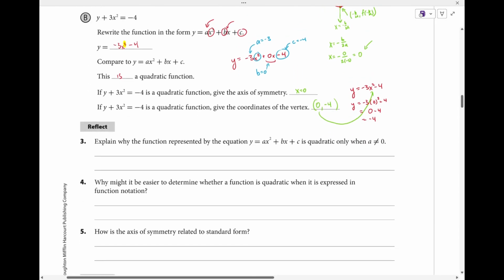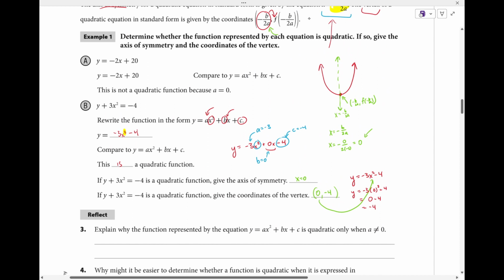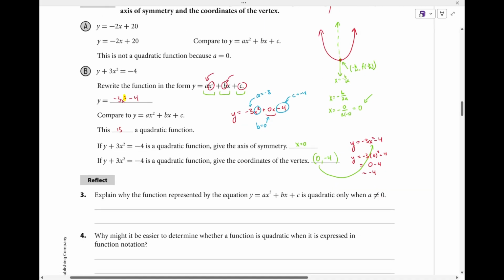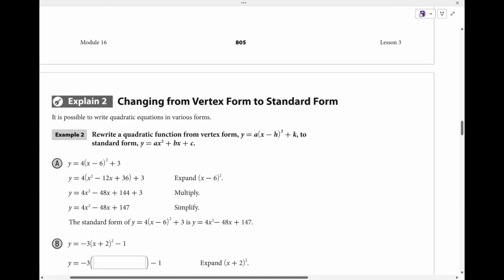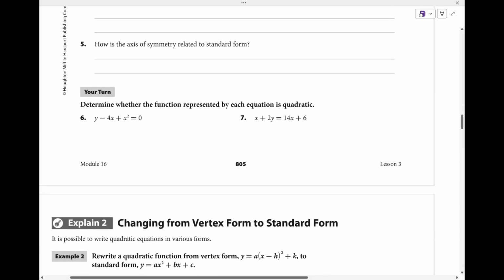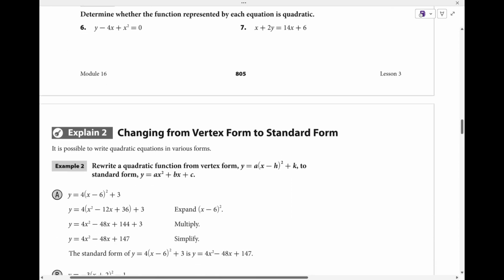Okay, and again, in standard form, we have decreasing powers. So we have your x squared term, your x term, and then the term without the x. Alright, do these practice problems 6 and 7, that's going to be good.